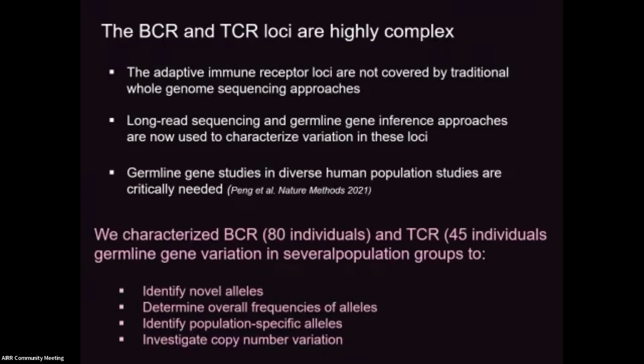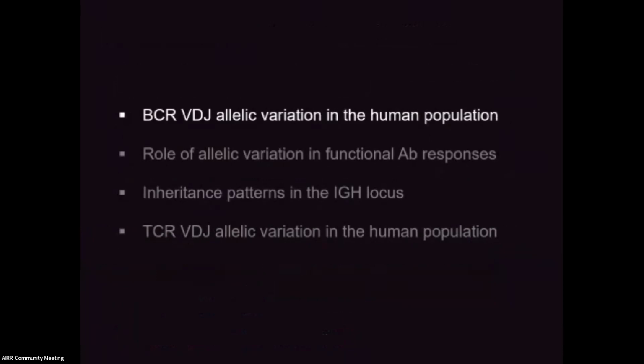So we have done a study where we looked at 80, in fact, 100 individuals, but I'm showing 80 here today, in terms of the BCR germline gene allelic variation. And for TCRs, we have a slightly smaller group, but we have populations that cover different parts of the world. The goal with this was to, of course, identify novel alleles, but also to determine the overall frequencies of different alleles, and to see if any of these were restricted to some population groups. And also in doing this, we pay attention to copy number variation. This was something we set out to do many years ago. And I'll start talking about the BCR variation.